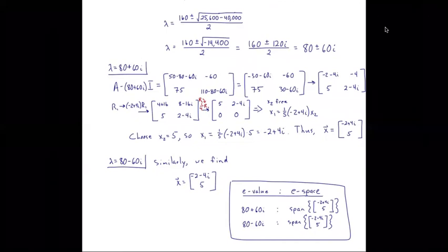Then we can work all along the same lines, and we make a wise choice for x2 in this case, and we'll find that our eigenvector for 80 minus 60i, the other eigenvalue, is given by this vector here, -2 minus 4i, 5. So a comprehensive list of our eigenvalues and their eigenspaces is that 80 plus 60i has eigenspace the span of -2 plus 4i, 5. And for 80 minus 60i, this eigenvalue has eigenspace -2 minus 4i, 5. So there we've listed out eigenvalues and their eigenspaces.